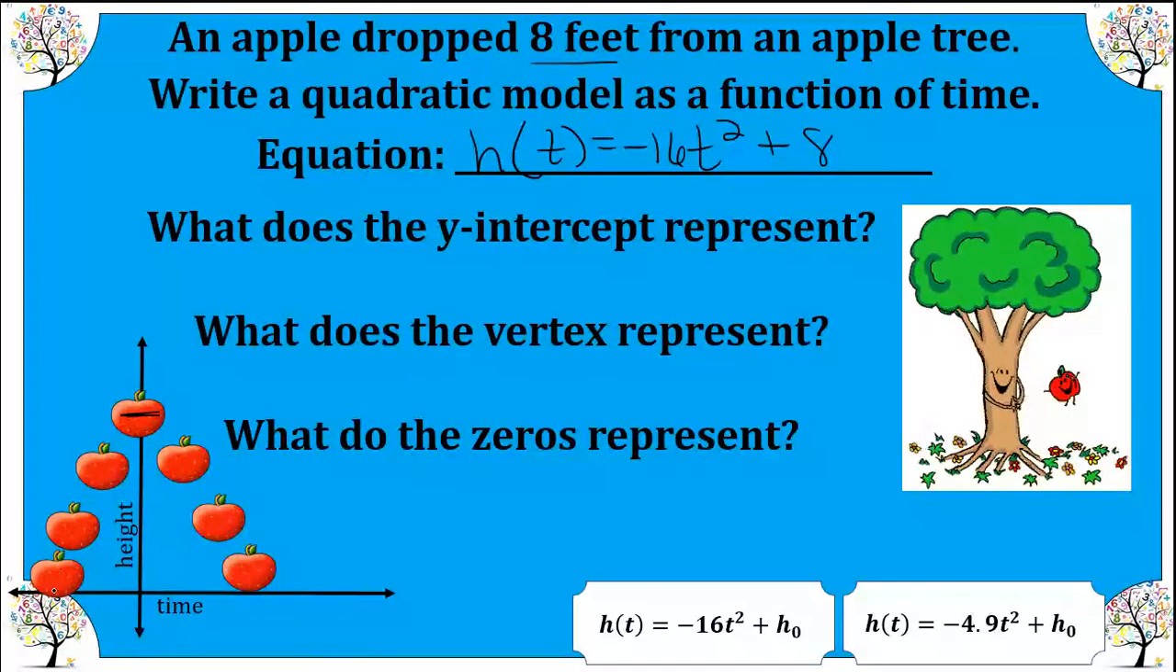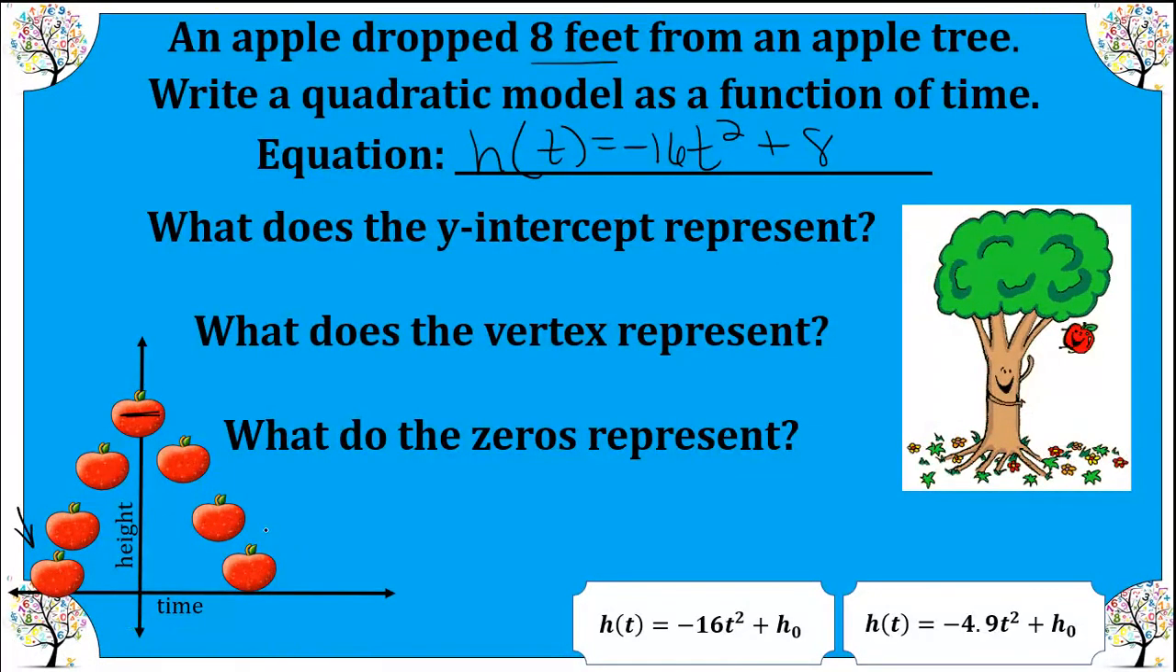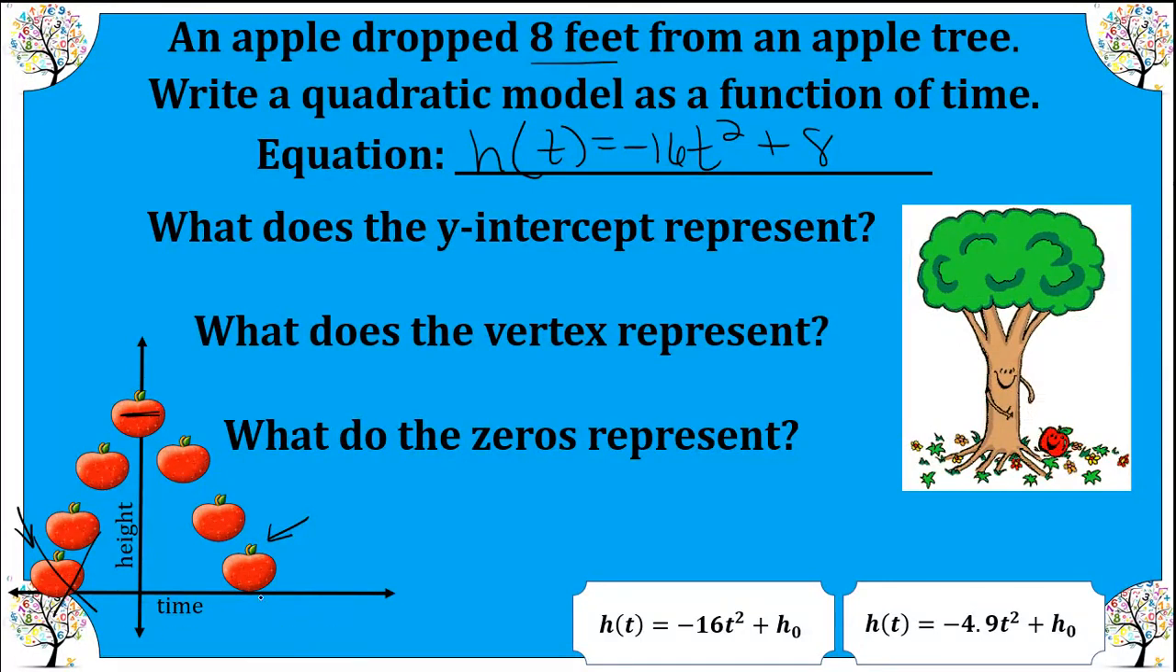The zeros, we have 2 zeros. This represents when the apple is on the ground. Well, this 0 is going to be irrelevant. And our second 0 is going to represent how many seconds it takes for that apple to hit the ground when it is 0 feet off of the ground.